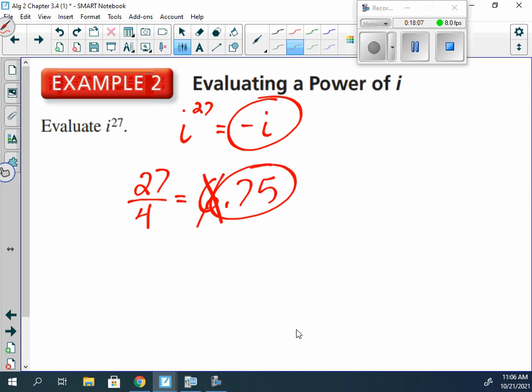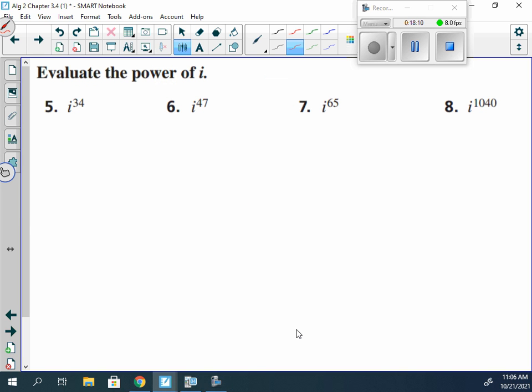Questions on this here? We can look at i to the 34th. Here we would take 34 and divide it by 4. It's 8.5, well, it really doesn't matter. It's the 0.5 that we want, and 0.5 corresponds to -1. So i to the 34th is -1.